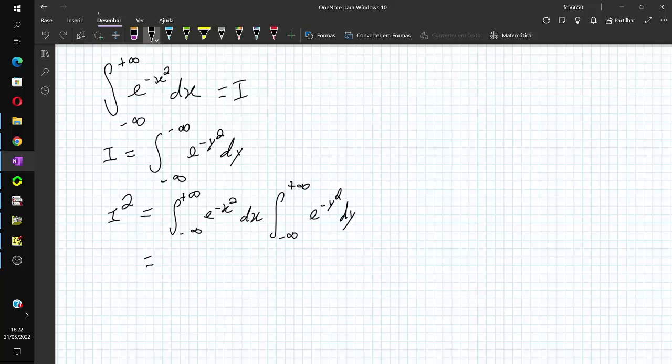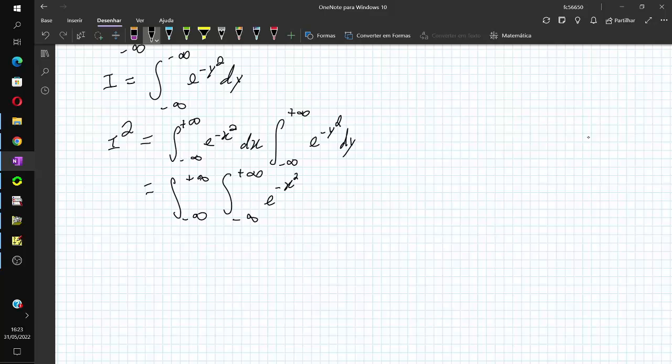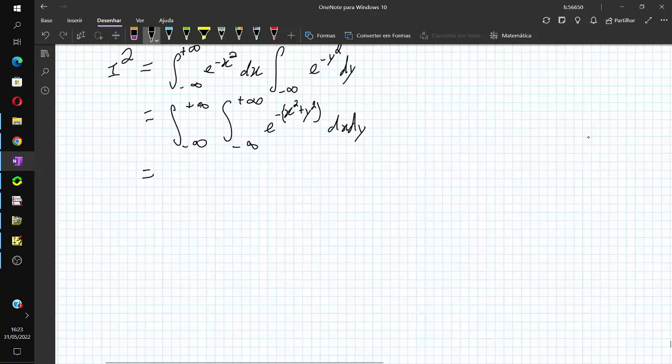So now we can just put the integrals inside of one another. So we will have this, and now we can do the trick of changing the coordinate system to the polar coordinate system, but in 2 dimensions, which will be the double integral of e to the negative r squared, because x squared plus y squared will be r squared. Then the Jacobian will be r, then dr d theta.